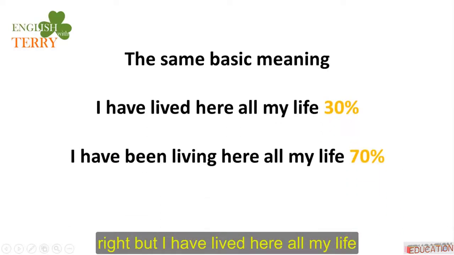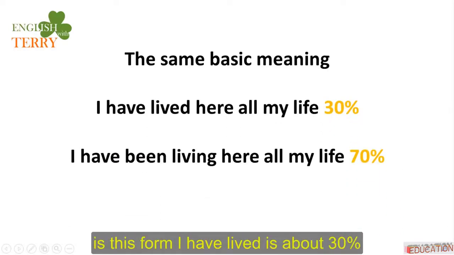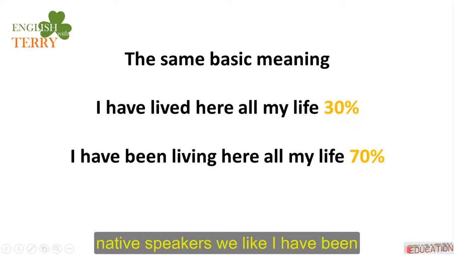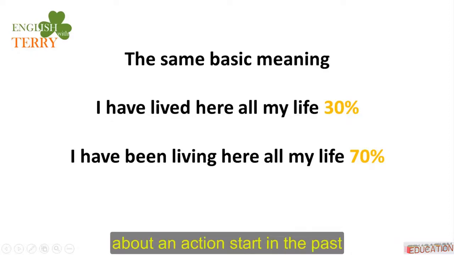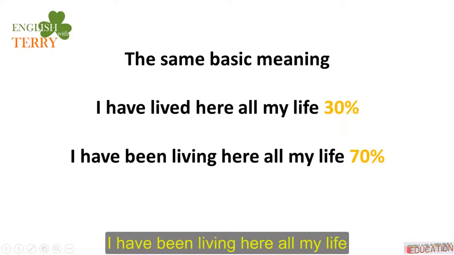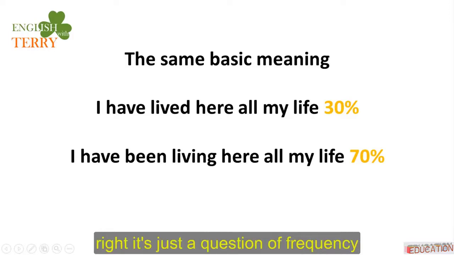But I have lived here all my life. This form, I have lived, is about 30%. It's correct, but we native speakers like I have been living here more. We prefer it when we talk about an action that started in the past and continues in the present. We prefer to say, I have been living here all my life, right? It's just a question of frequency.